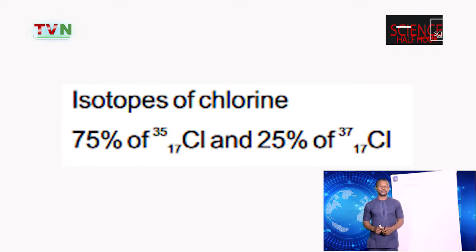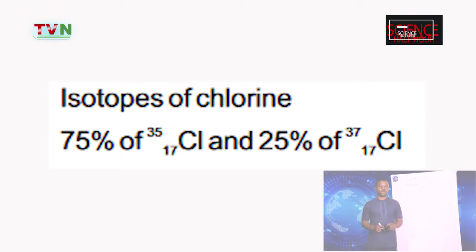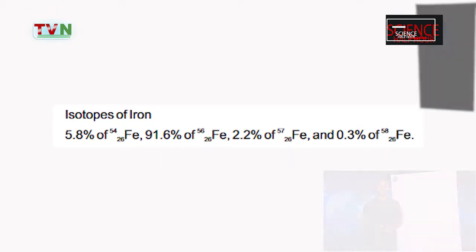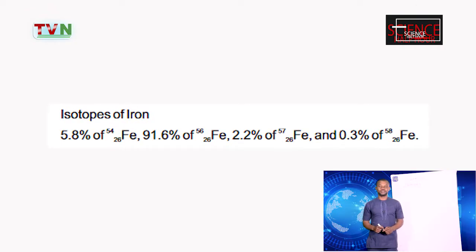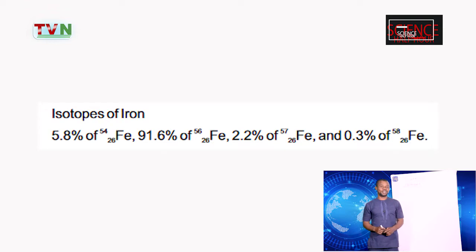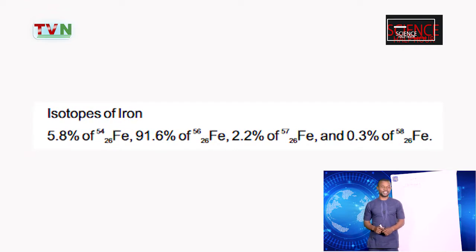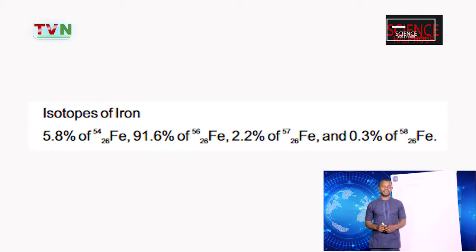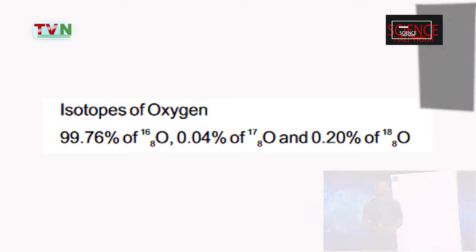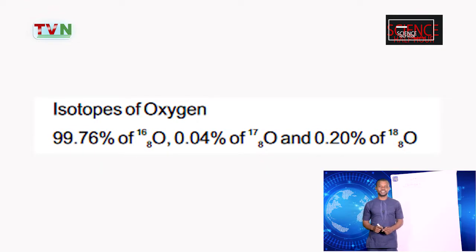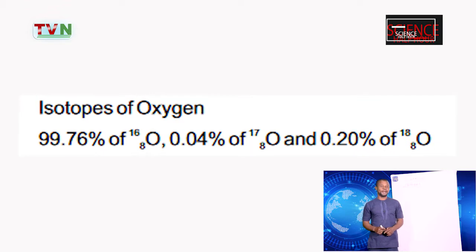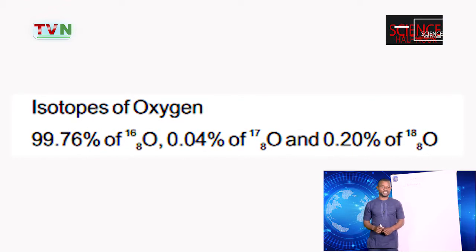35, 17 and 25% of chlorine 37, 17. Iron has three isotopes, 5.8% of iron 54, 26, 91.6% of iron 56, 26, 2.2% of iron 57, 26, and 0.3% of iron 58, 26. Oxygen has two isotopes, 99.76% of oxygen 16, 8, 0.04% of 17, 8, and 0.2% of oxygen 18, 8.